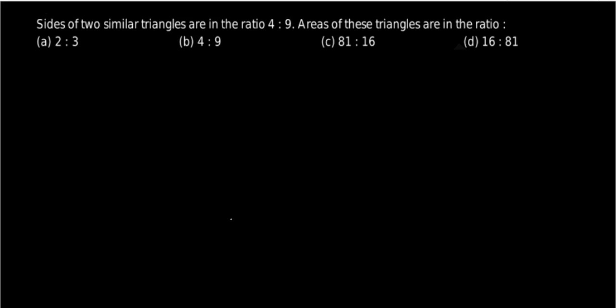The ratio of the areas of two similar triangles is equal to the square of the ratio of their sides. So the ratio of the areas of these two triangles is equal to the square of the ratio of the sides. The sides are in the ratio 4:9, so if we square it, it becomes 4 square is to 9 square, which is nothing but 16:81. So 16:81 is the correct option.